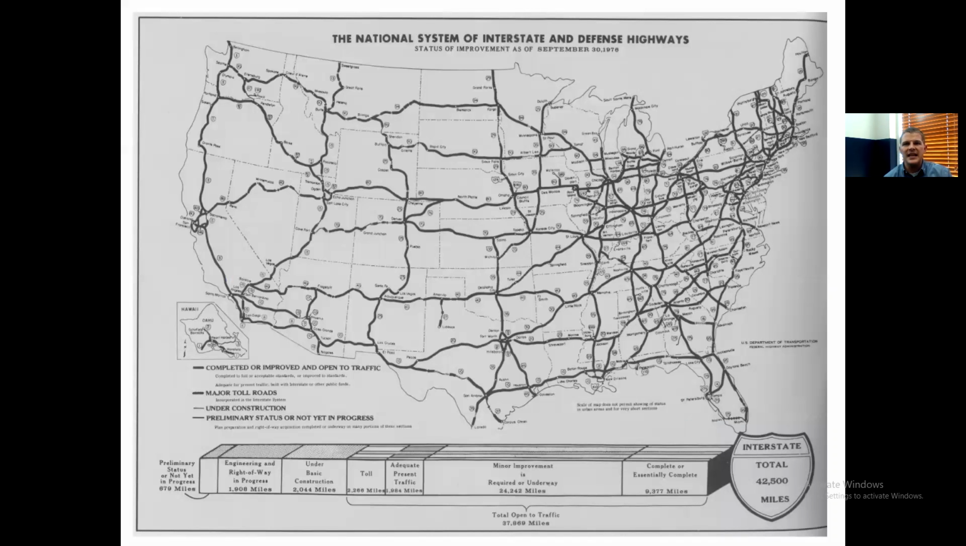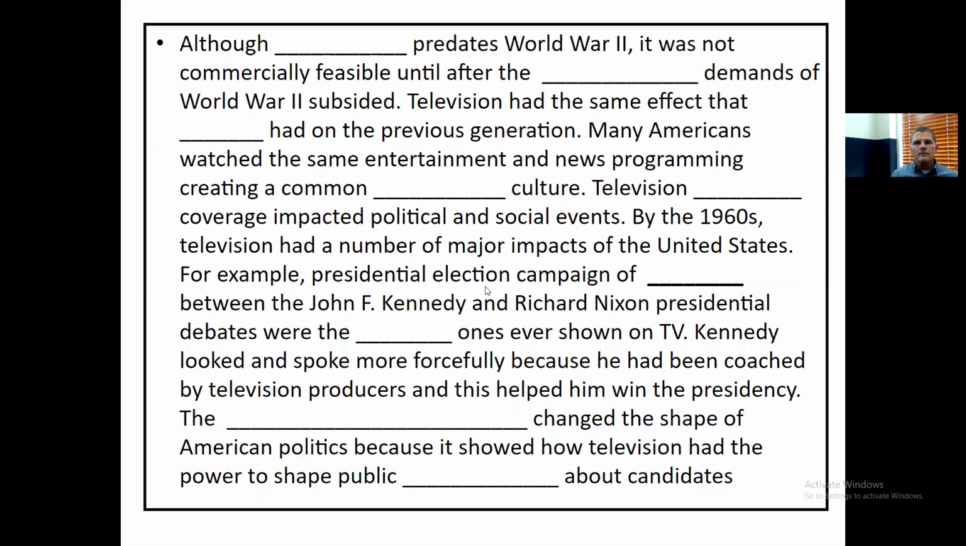Now, you can see the national system for interstate and highway defense. Again, this was put down by 1976, maybe 75, and you can still see it was more than just that. And so you have this internal network connecting all of these together. Now, going to the next step: although television predates World War II, it was not commercially feasible until after production demands of World War II subsided.